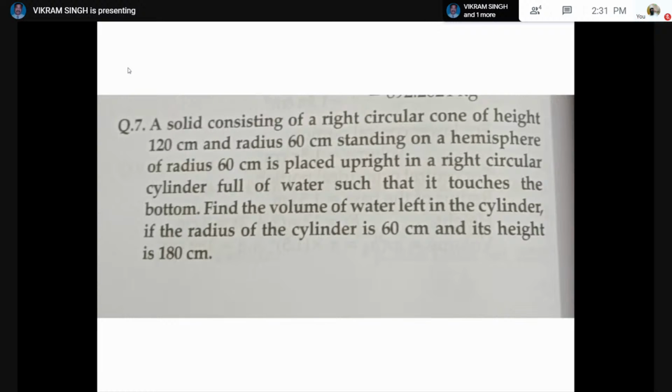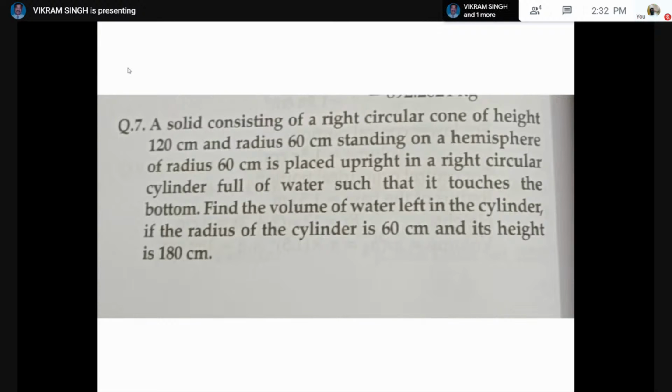A solid consisting of a right circular cone of height 120 centimeter and radius 60 centimeter is standing on a hemisphere of radius 60 centimeter, and is placed upright in a right circular cylinder full of water such that it touches the bottom. Find the volume of water left in the cylinder if the radius of the cylinder is 60 centimeter and its height is 180 centimeter.